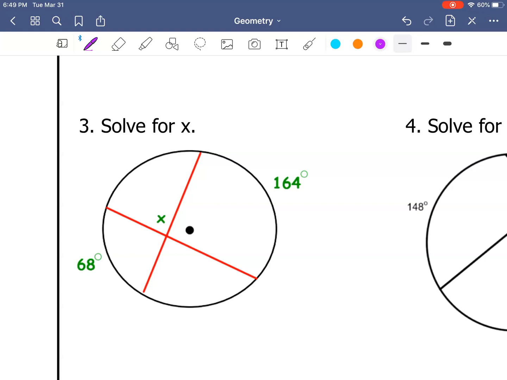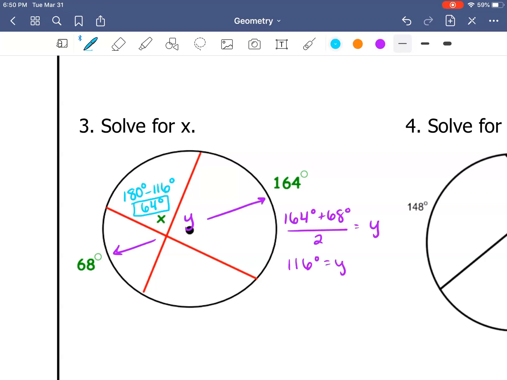I will tell you a hint. You might have to figure out this angle first before you can figure out x. The very first thing you should have figured out is the angle that these two arcs actually go to in the middle. I went ahead and labeled it angle Y. So the big arc is 164 plus the small arc, which is 68, divided by 2, which would give me this mystery angle Y. We figured out that this angle in the middle is 116.